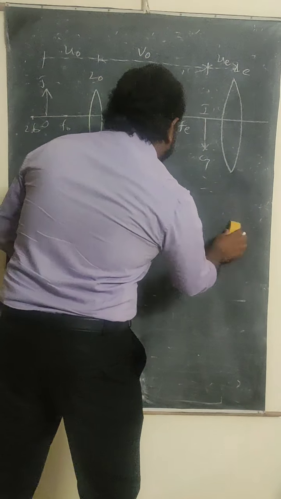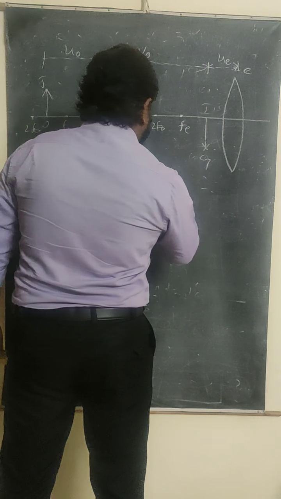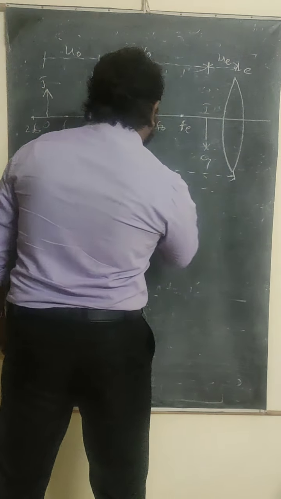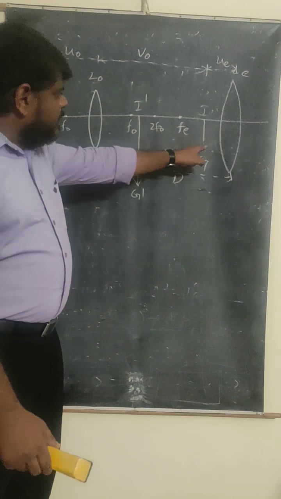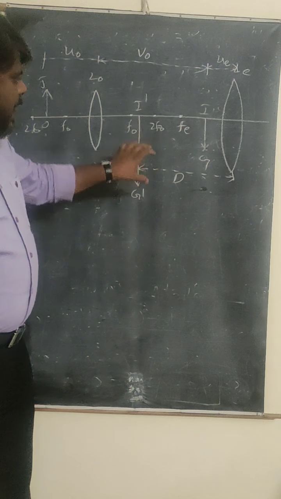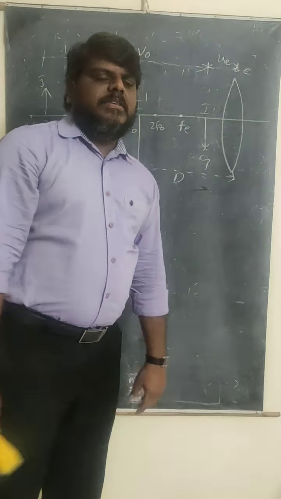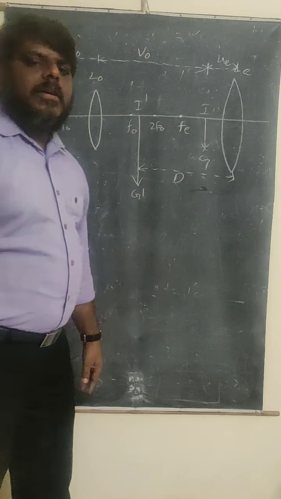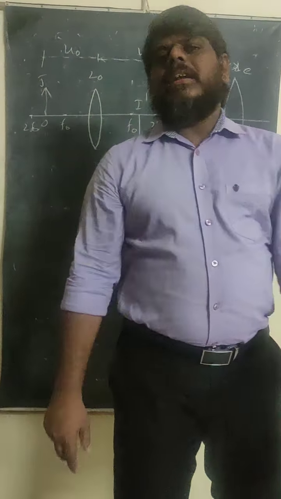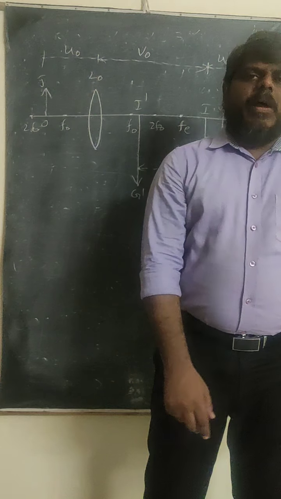Okay, so I am going to take this distance here. This distance is going to be considered as capital D. This image is produced by the objective lens and the final image is produced by the eye lens. And these distances are D, Ue, V0 and U0. Okay, this is the diagram. Roughly you can remember it, then it will be easy to solve the problems itself.